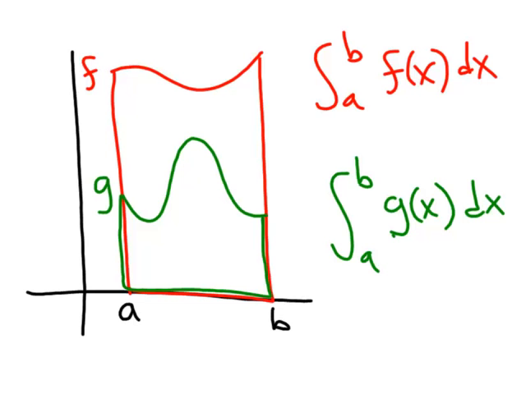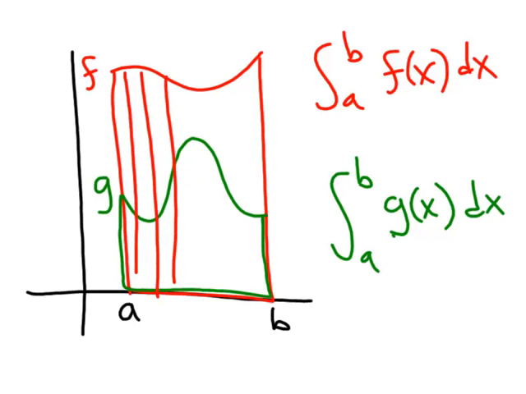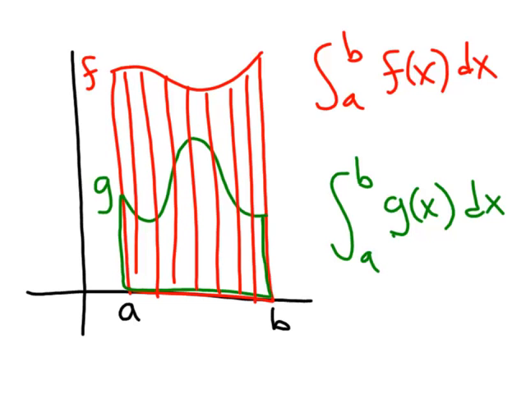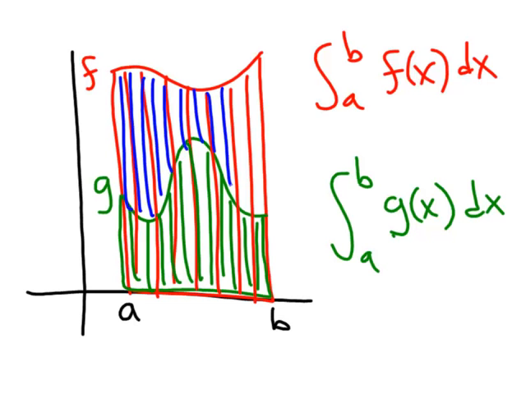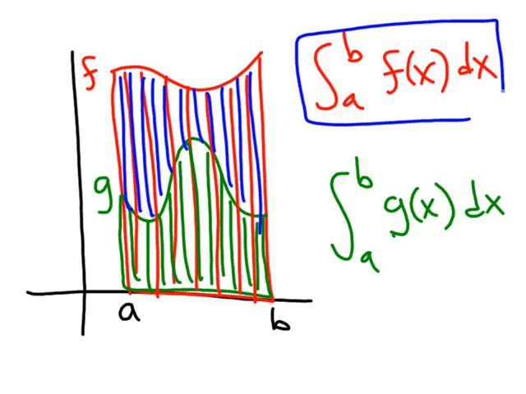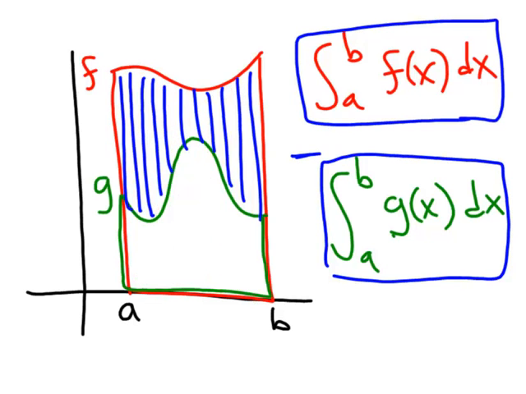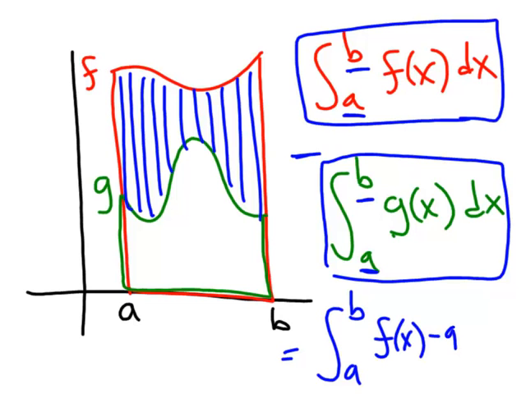So if we ask ourselves, what would happen if I took all this red area, represented by the red integral, and subtracted from that area all this green area, represented by the green integral? Well, what I would be left with is this area, represented by the first integral minus the second integral. And since the limits of integration are the same between those two integrals, we could also combine them into a single integral from a to b of f of x minus g of x dx.